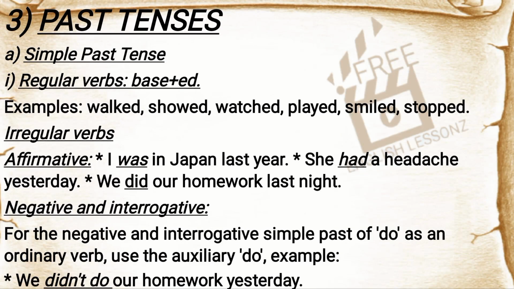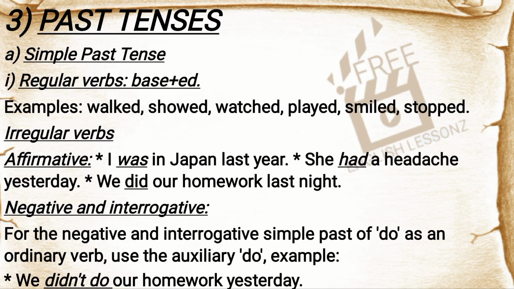3. Past tenses. A. Simple past tense. 1. Regular verbs, base plus addition. Examples: walked, showed, watched, played, smiled, stopped. Irregular verbs. Affirmative: I was in Japan last year. She had a headache yesterday. We did our homework last night.